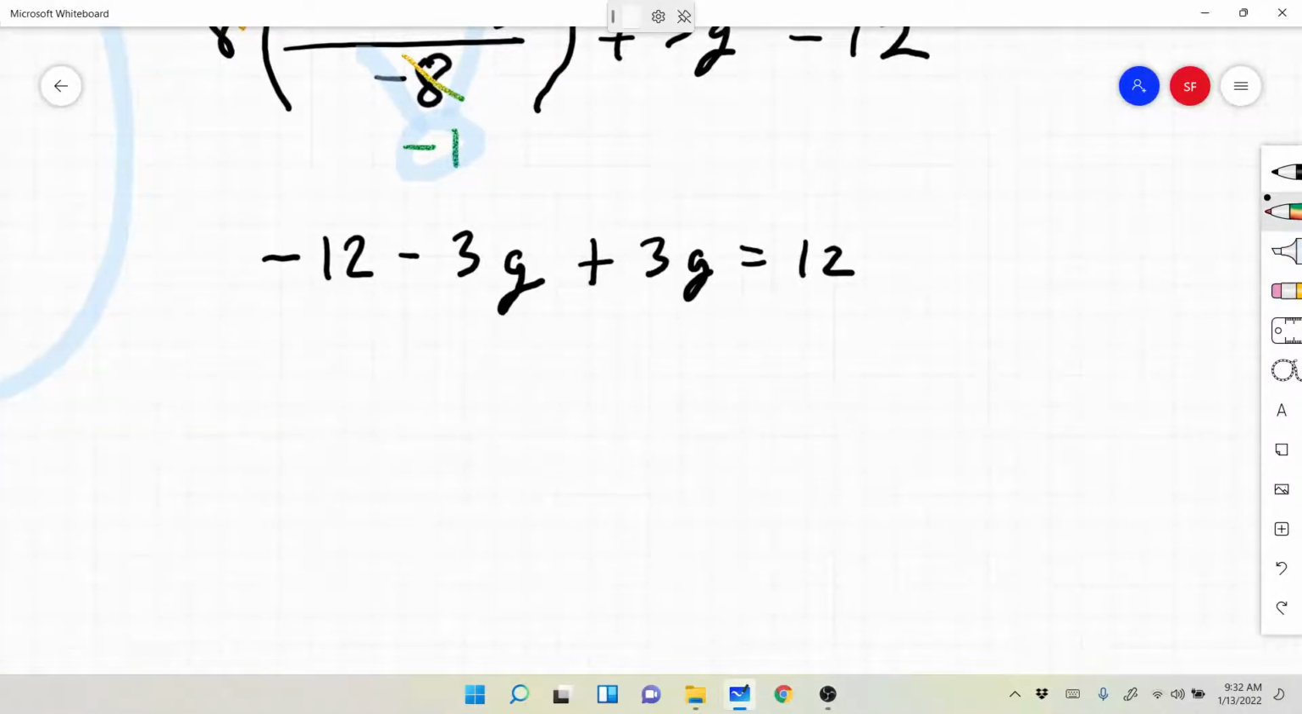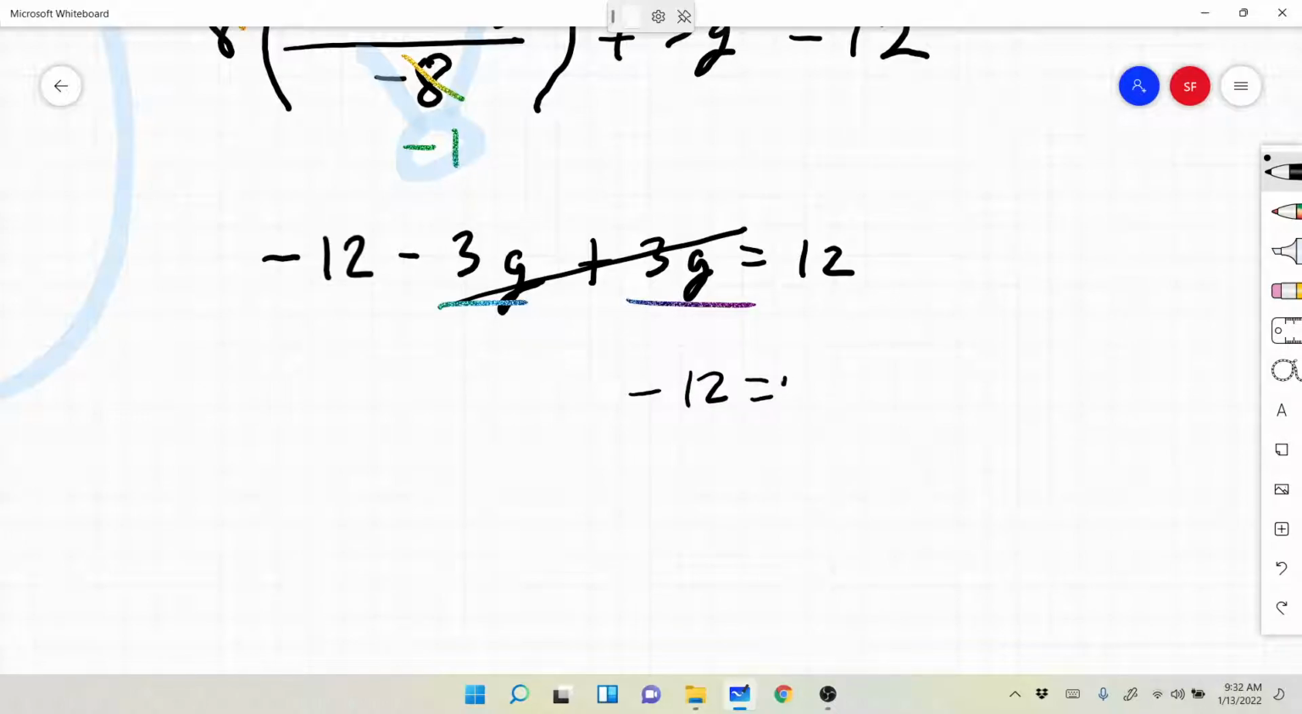All right, so we're going to combine like terms. Negative 3g plus 3g. What is negative 3g plus 3g? Zero. They cancel out. So we end up with negative 12 equals 12.